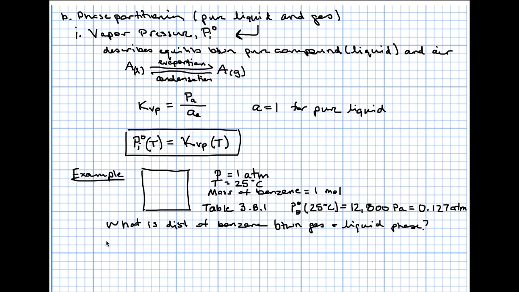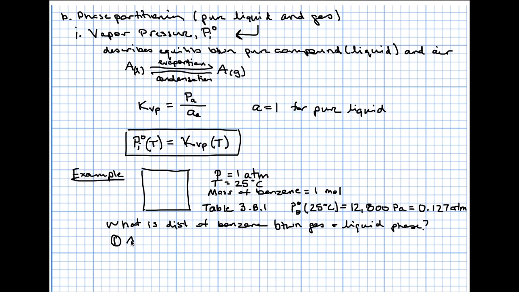So there are 2 possibilities, although you can already see from the vapor pressure I've given you that only one of them is really reasonable. The first possibility is that all of the benzene is in the gas phase. If the partial pressure stays below 0.127 atmospheres, then all the benzene will stay in the gas phase. The second possibility is that some of the benzene is present as a pure liquid.